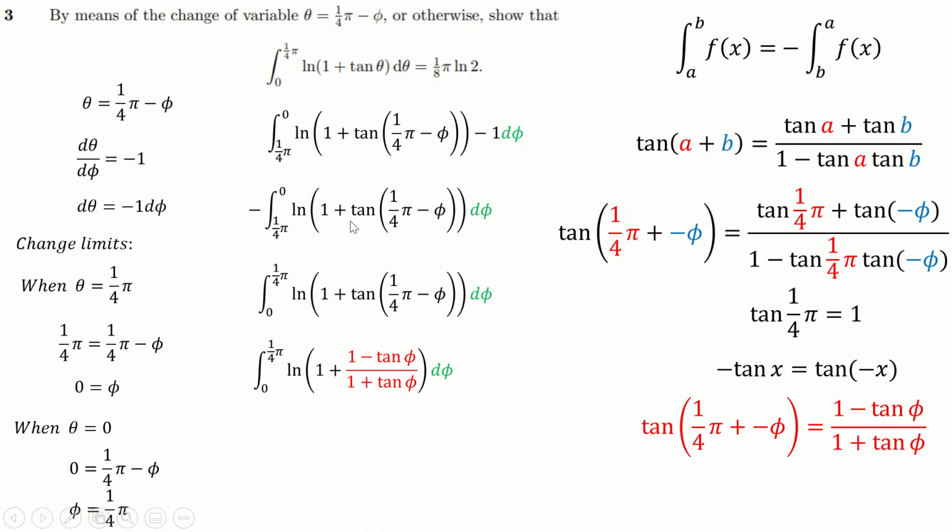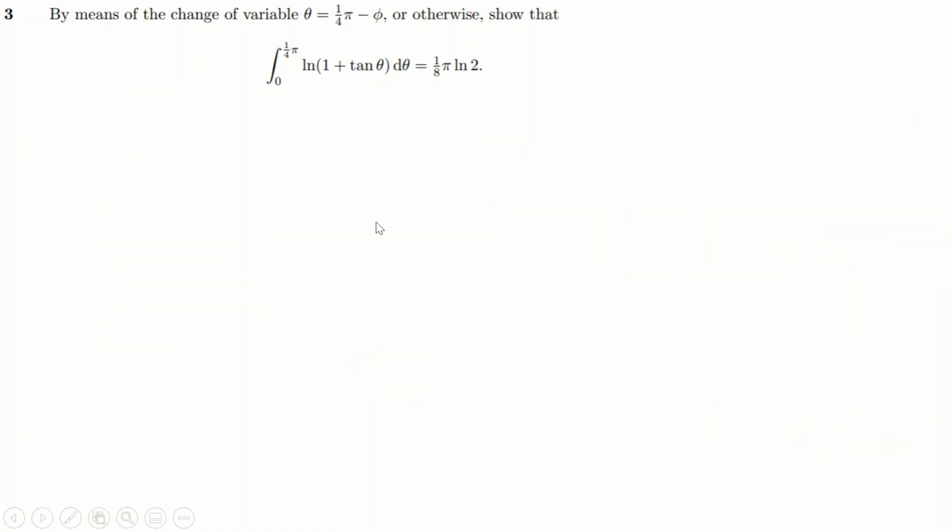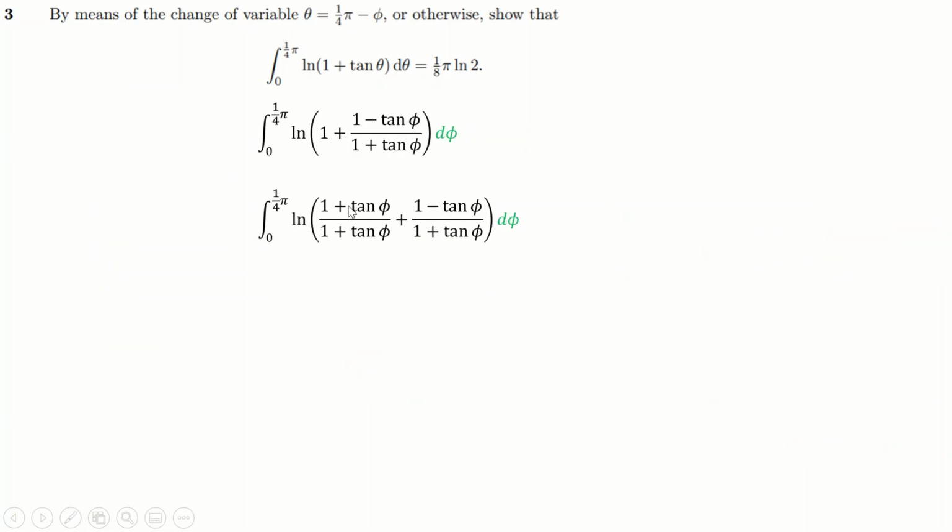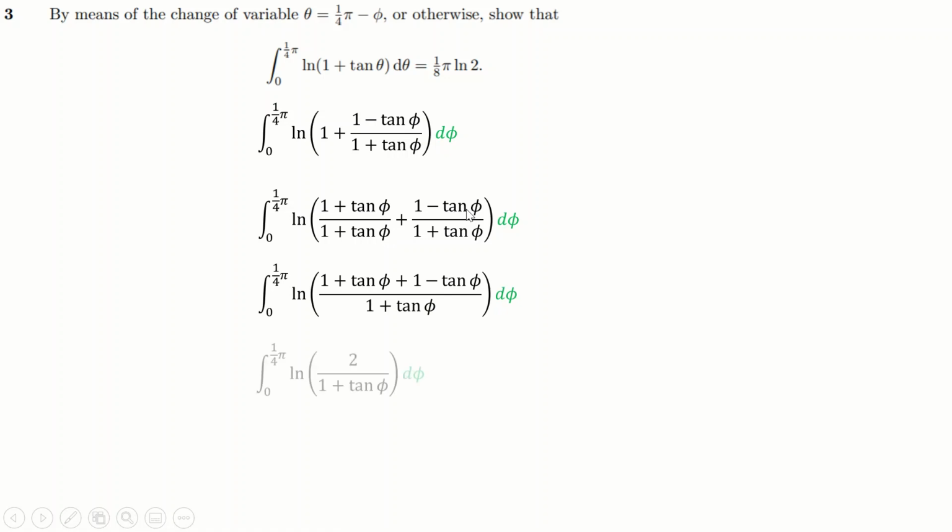Now, this doesn't seem better than this, but it's what they asked us to do, so let's continue. I can put these fractions together by making the 1 a 1 plus tan phi over 1 plus tan phi. And now we have a glimmer of hope because when we add those numerators, we see that those two tans cancel, and we end up with 2 over this. Now, looking at what we started with and looking at what we have now, this looks worse. It looks like we've made the problem worse.